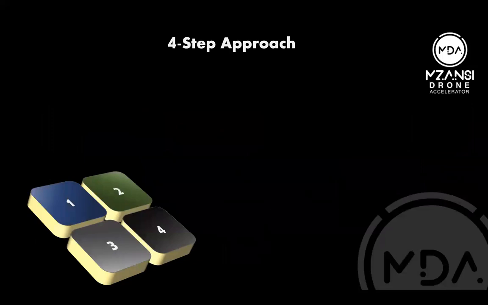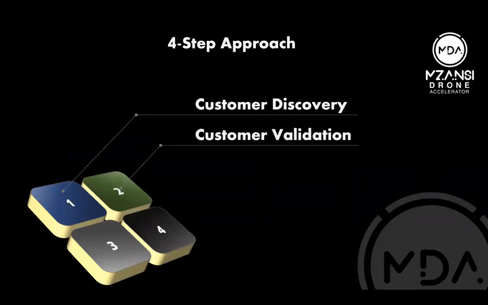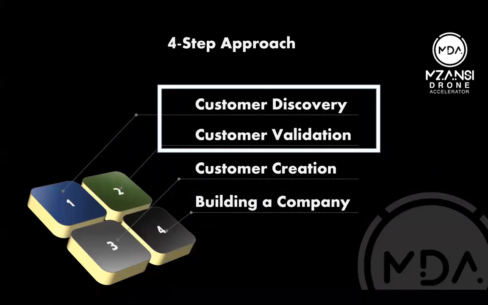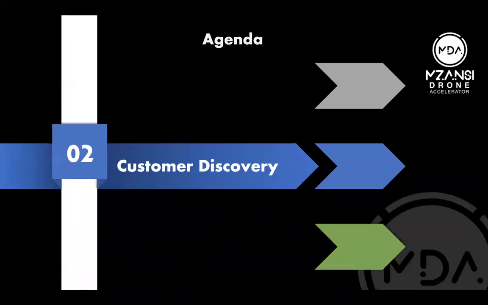The 4-step approach to customer development. Firstly, it's customer discovery. Then you move to the validation of that customer with your MVP. And then you move to customer creation, and lastly, building a company. However, for today and during this 8-week phase, we're going to be dealing with customer discovery, particularly customer validation, and how those two join together. Now let's go to customer discovery. This is taking us back to our first phase where we were hoping to achieve problem solution fit.